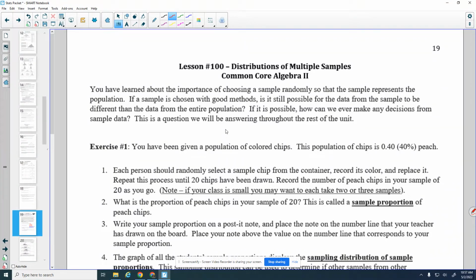Lesson 100 is very much an in-class activity, but I'm going to do my best to describe what's happening, but you might want to talk to your teacher about it if you were not in class.